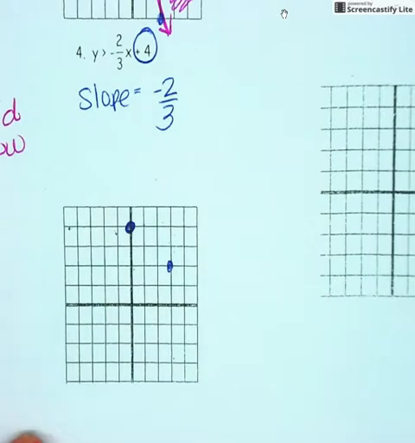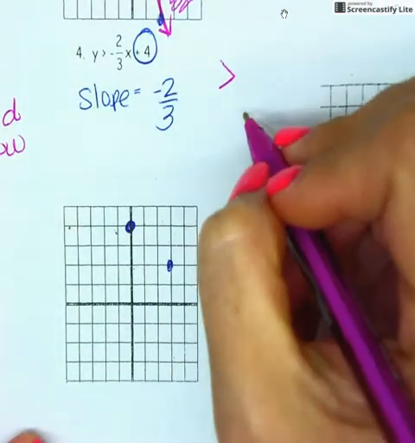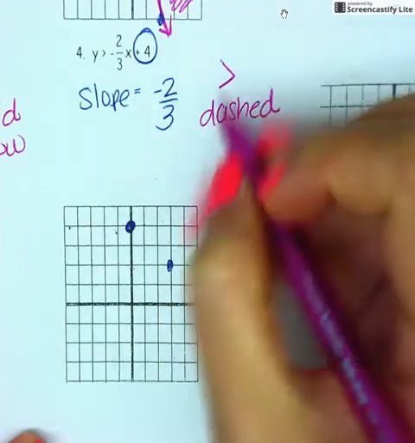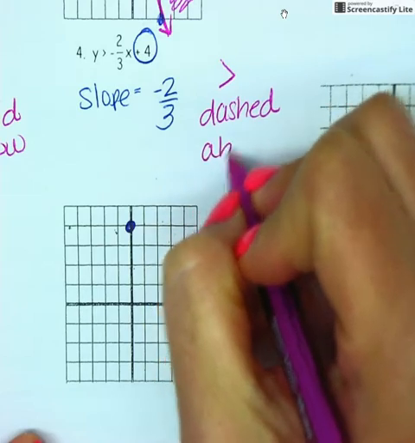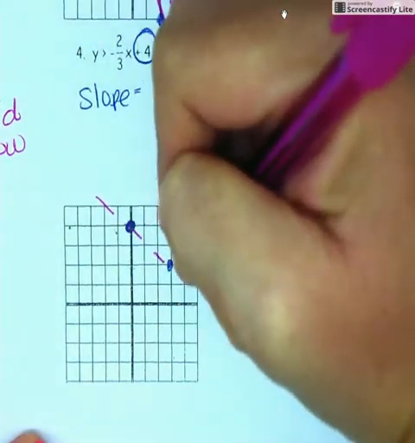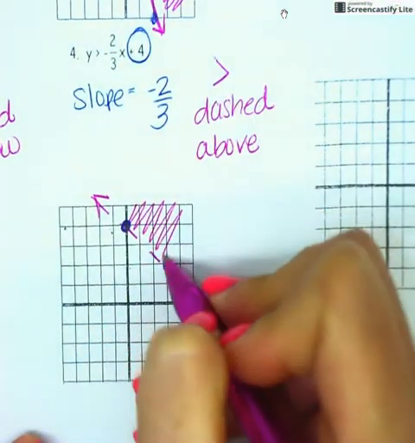All right, my sign is greater than. So no line underneath it means I draw a dashed or dotted line. And greater than means I shade above. So I'm going to draw a dashed line through my points, and I'm going to shade above.